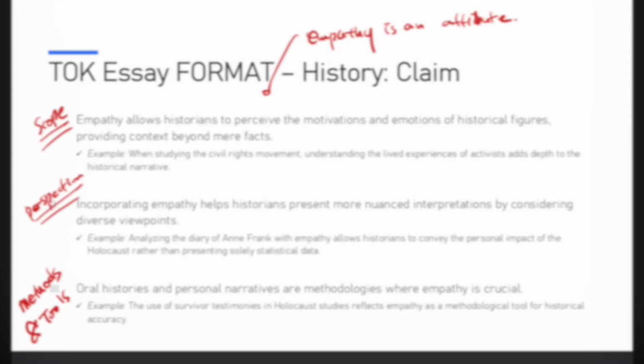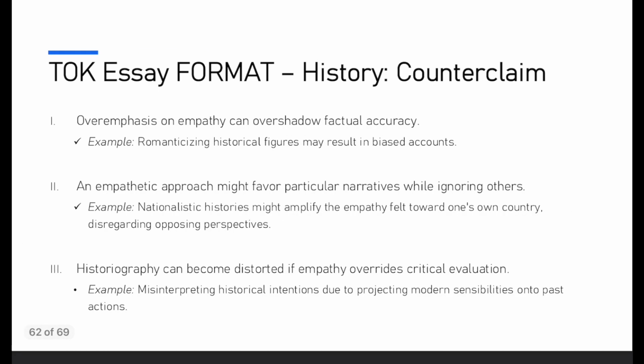Then let's talk about the counterclaim. So with the counterclaim, I'm saying that empathy is not an attribute. And with the scope, I'm going to find examples of cases like romanticizing historical figures, which may result in biased accounts. And the statement for that will be overemphasis on empathy can overshadow factual accuracy. And then if I'm using the perspectives, so let's write this here.